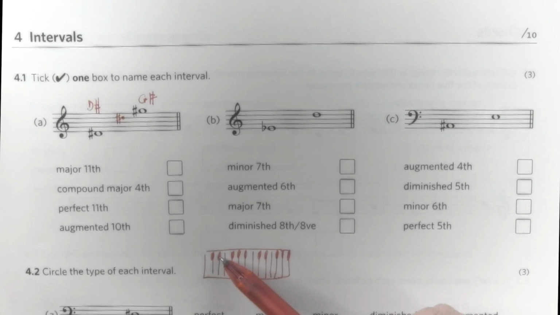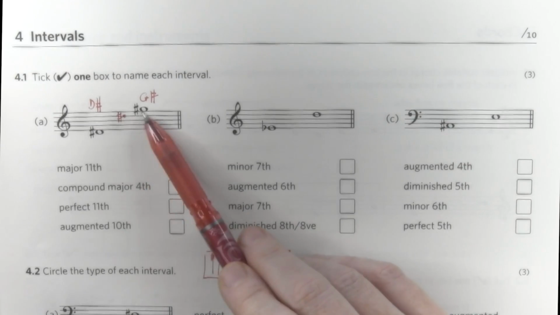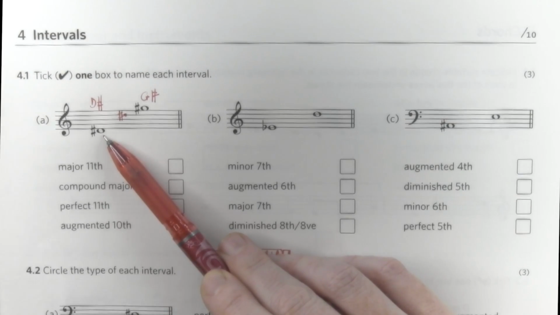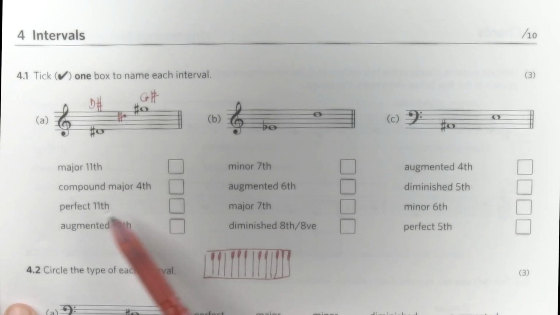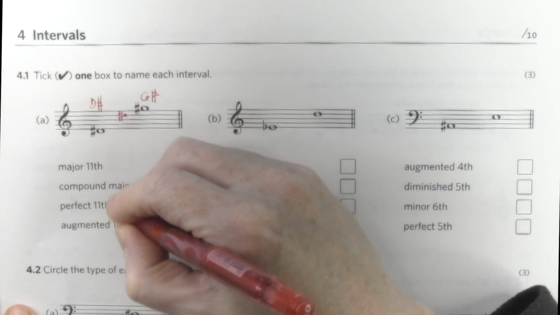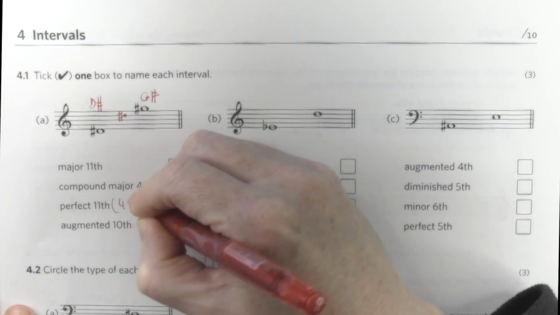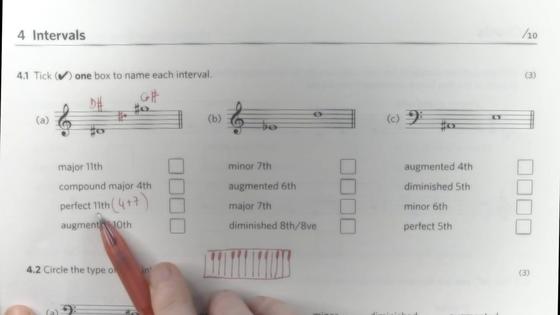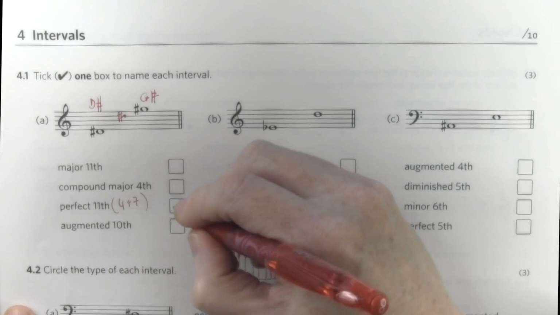Now let's double check from D sharp to G sharp. 1, 2.5. So this is a perfect fourth, but it's a compound perfect fourth. We don't have a compound perfect fourth, but we have a perfect 11th because it's a fourth plus 7. This is what you need to do. A fourth plus 7 notes equals an 11th. So this is a perfect 11th.